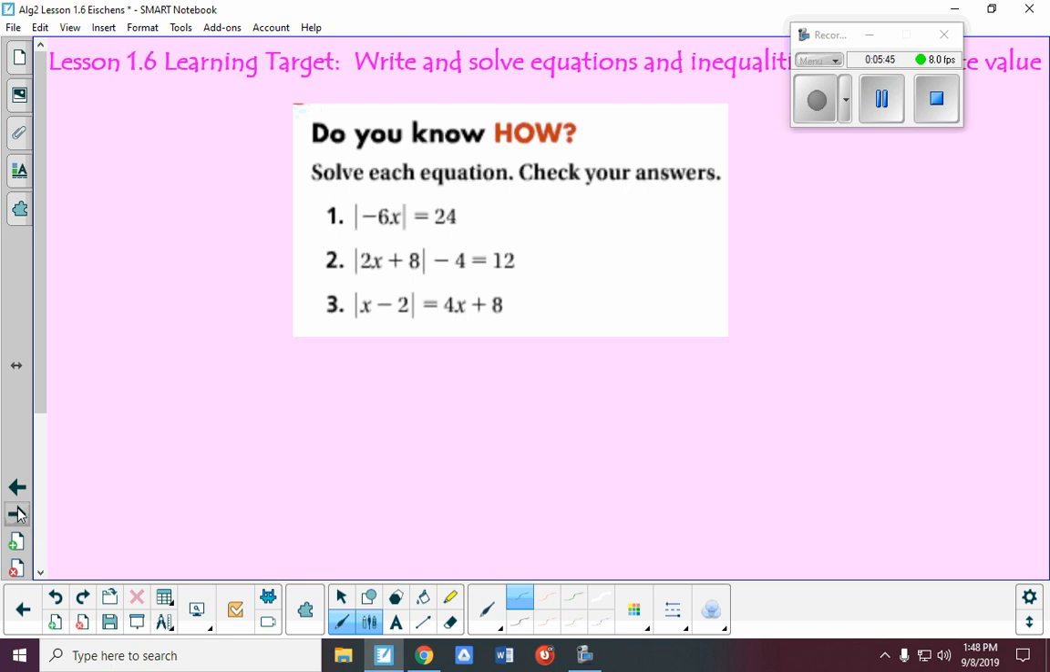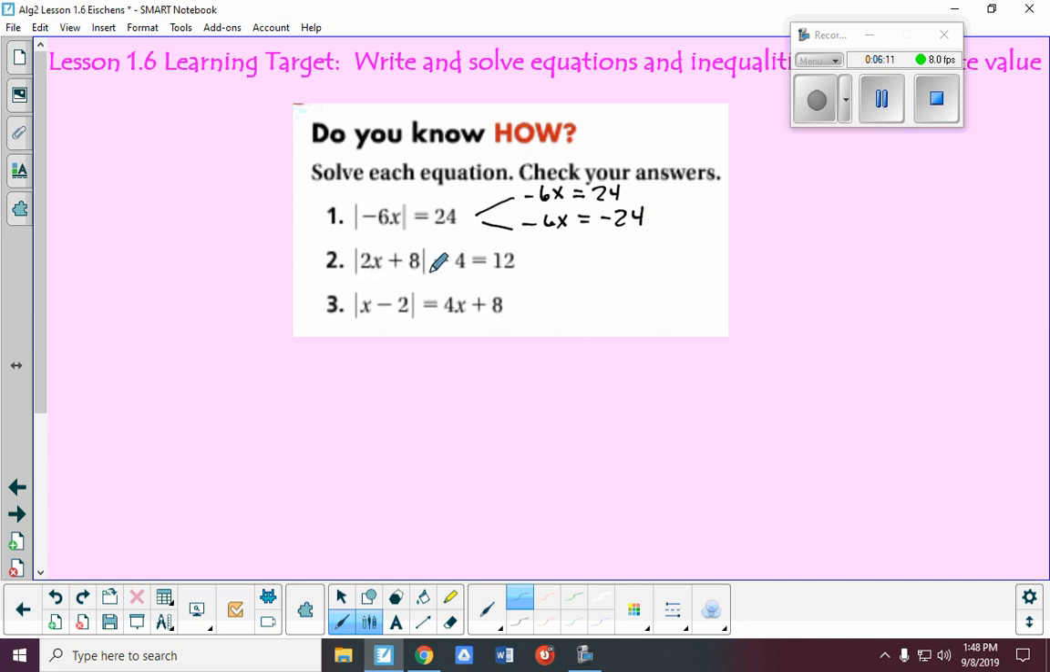So just in summary, we have 3 little examples here. If you were going to solve the absolute value of -6x is equal to 24, you would just have to make 2 different equations. So you write -6x, set it equal to the positive of the other side, set it equal to the negative of the other side. And we won't solve those now, but I just want to make sure that you know how to set that up so that you can solve.